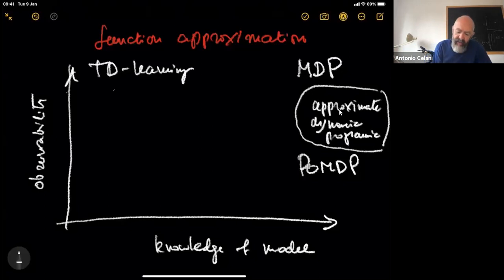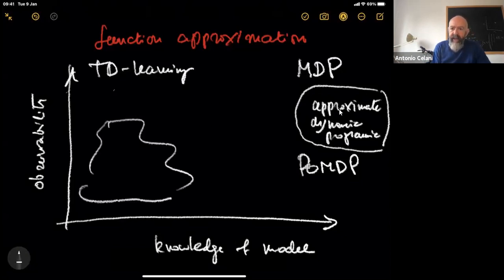Okay, so now we would like to make a step finally to this area here, where all the interesting problems lie, in which you have limited or no knowledge of the model and limited observability. And of course, one way to go there is to try to use the concepts that we have already been introducing here, and I will repeat today, to the realm of temporal difference learning. So we want to go in this direction using function approximation.